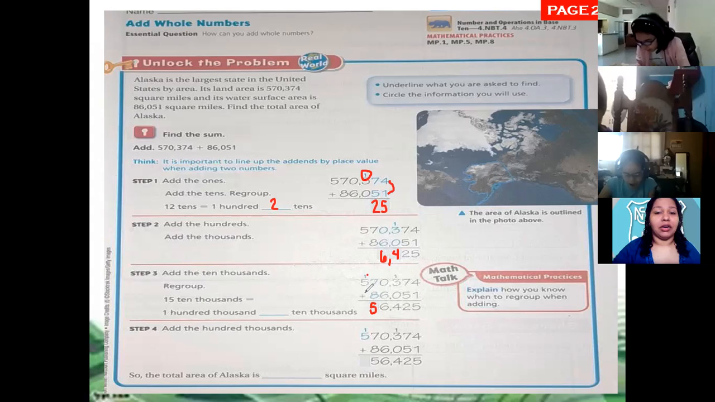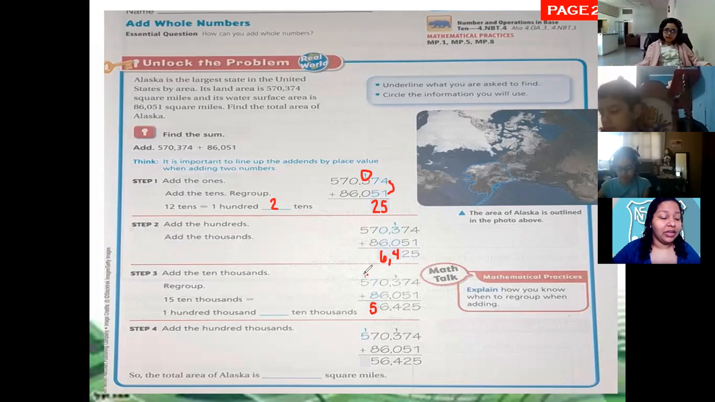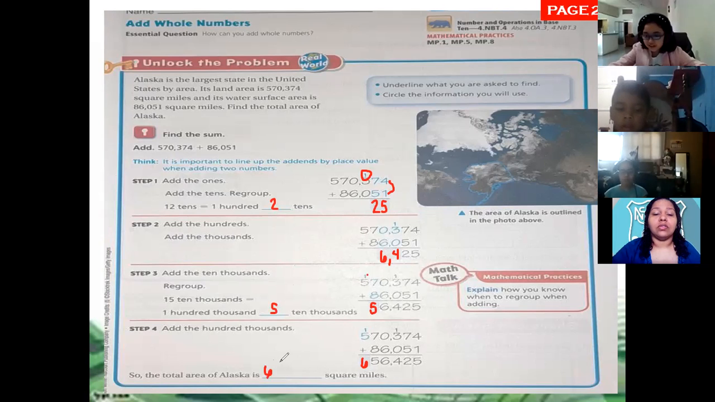5 doesn't have a number to regroup in here, but we had the one that we regrouped. It is 1 plus 5, which is 6. Okay, give me a second so that I can hear. We need to grab 5. 1 plus 5 is 6 when we add the 100,000s. So the total will be? 656,425 square miles. Okay, this is easy.